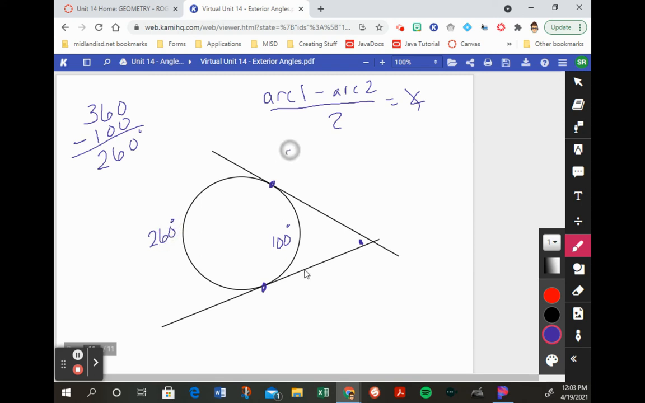So arc 1 is 260 minus 100 divided by 2, and that will give us our angle. So 260 minus 100 is 160 divided by 2, that's 80 degrees. So this angle is 80 degrees. All right, that's one picture I forgot to do, and then this example.